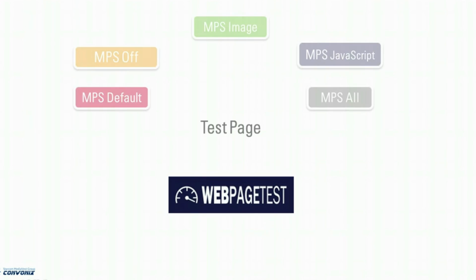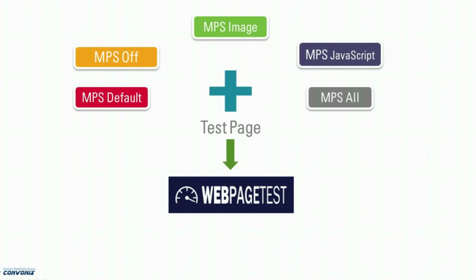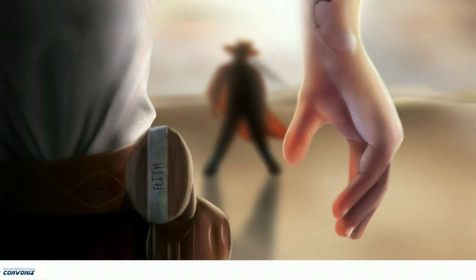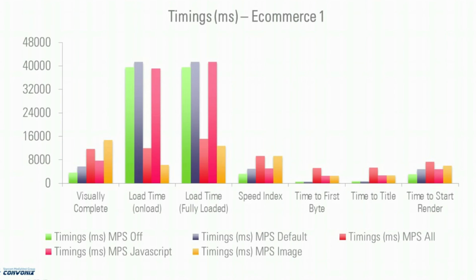The way it worked is, WebPageTest allowed us to pit one test page with multiple filter settings against each other and gave us comparative results calculated over 6 runs. Once all the data was collected, it was time for the final showdown. We hit the nail on the head with the image-heavy e-commerce one website test pages.